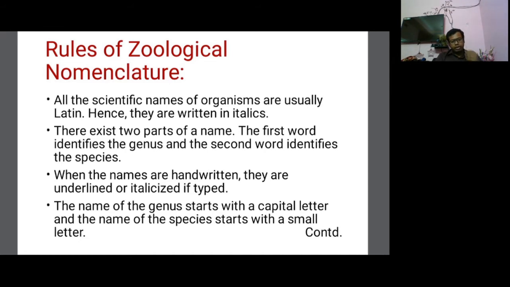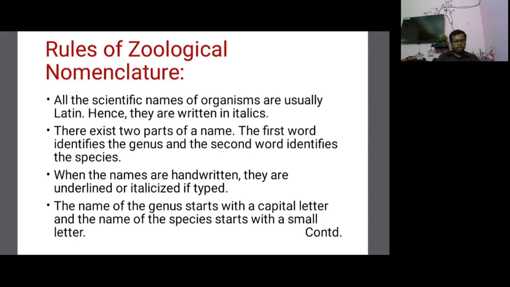Third point is that when names are handwritten, they are underlined, or italicized if typed. When you write down the scientific name of any animal, you have to underline it, underlining the genus and species separately. And when you are typing or publishing something in a book, you have to italicize the scientific name.